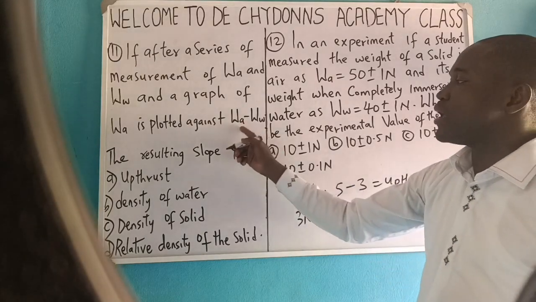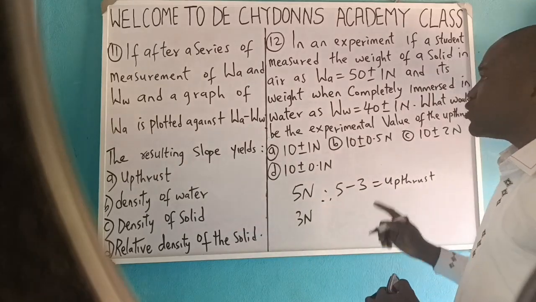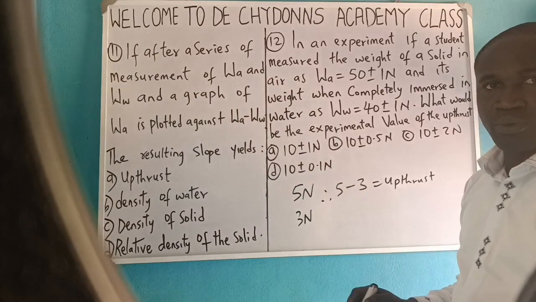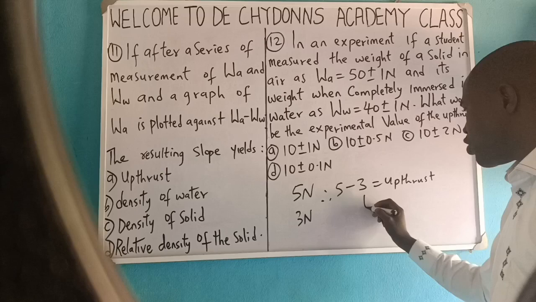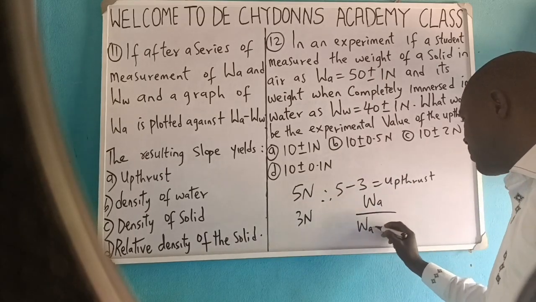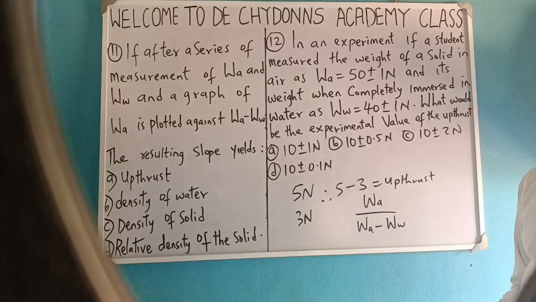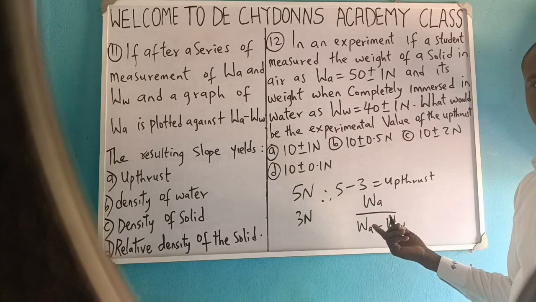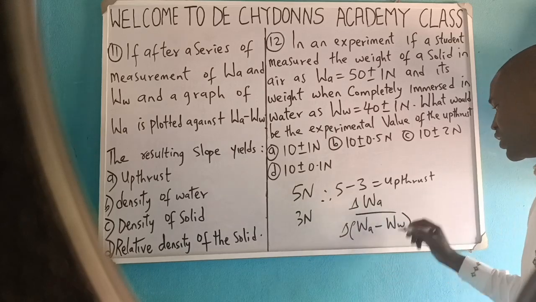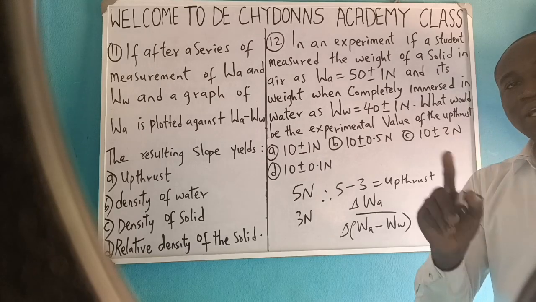If they ask us WA minus WW is called what? We say upthrust. But for them to talk about WA plotted against WA minus WW, that means look at WA, the vertical axis, all over WA minus WW. What formula is this telling you? This is a way of getting slope. After you plot this graph, you will say change in this all over change in what? This. Remember that we have different formula for relative density.